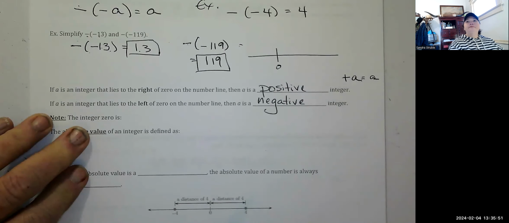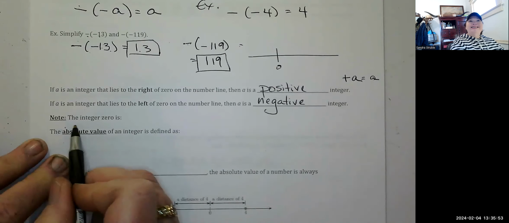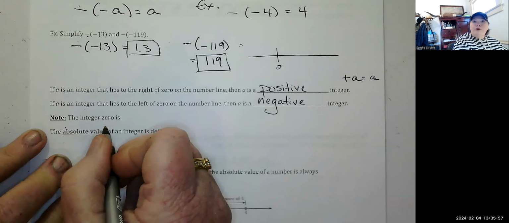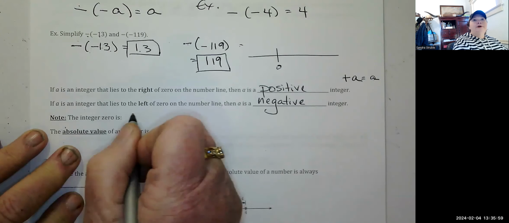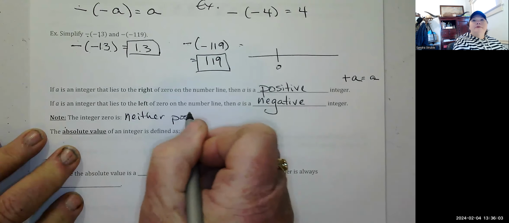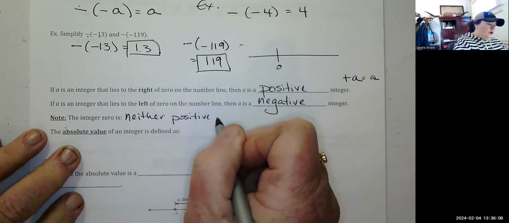Note, the integer 0 is neither positive nor negative.